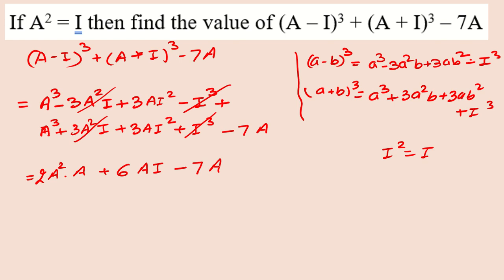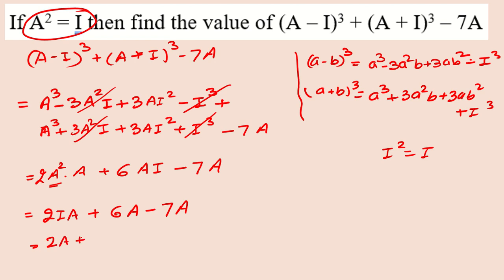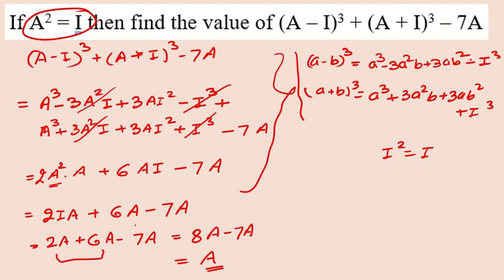Now in the question they have written A square is I. So here it will be 2I times A plus 6A times I minus 7A. So IA again, it will be 2A plus 6A minus 7A, equal to 6 plus 2, 8A minus 7A, and equal to A. So I hope this answer is correct with the correct calculation, because in between I got some call and the video was not in flow. So maybe check the calculation. Hopefully this answer is correct.